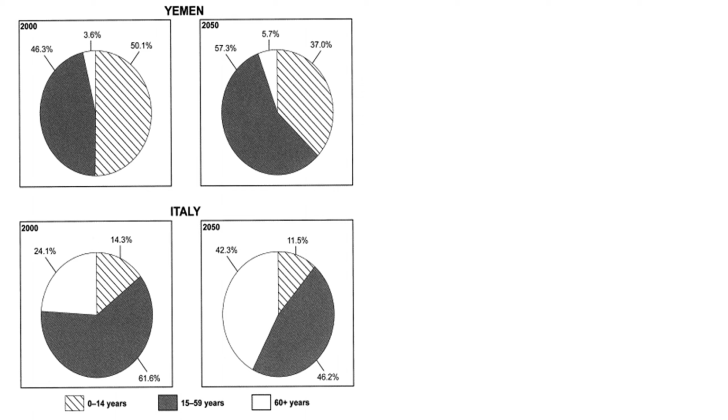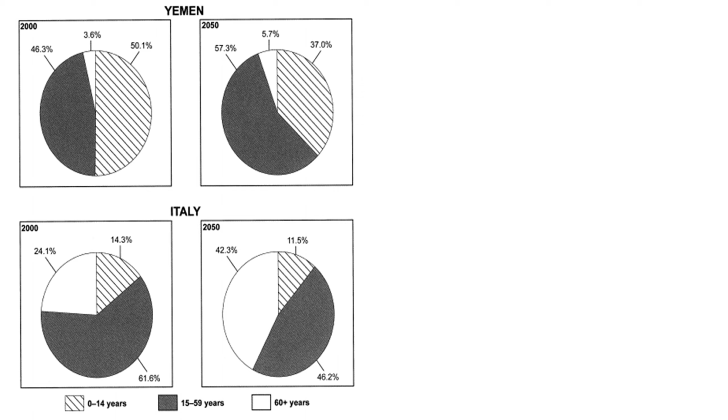This one is all about describing pie charts for IELTS Writing Task 1. I hope it's really helpful for you. Check it out. Let's take a look at these pie charts here. They're giving us information about population change in two countries, Yemen and Italy. There are two different years measured, 2000 and 2050.